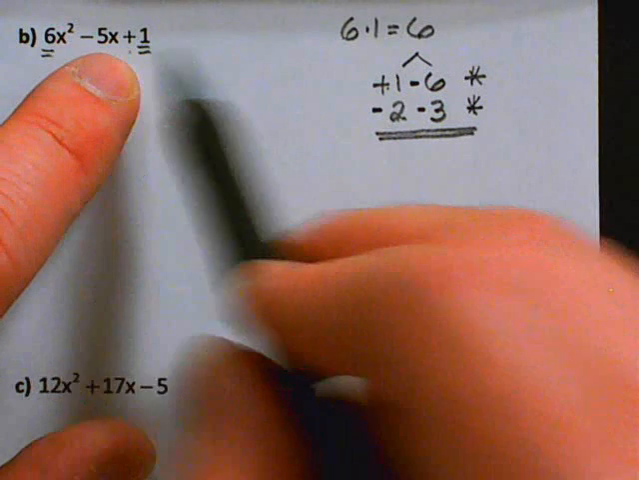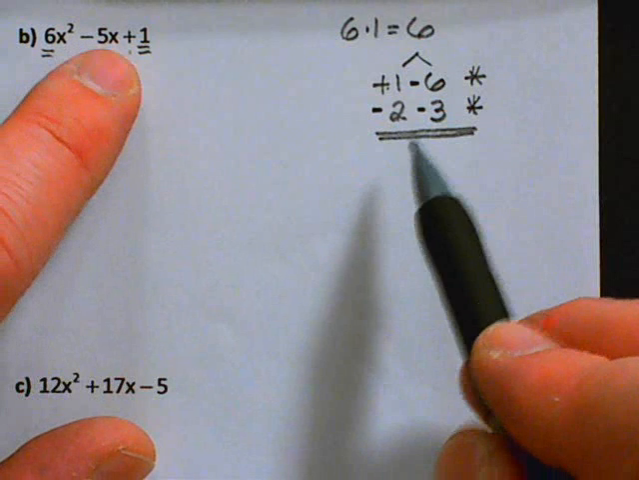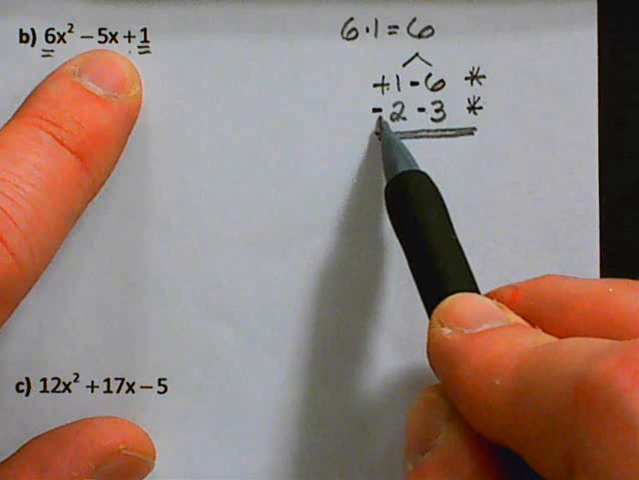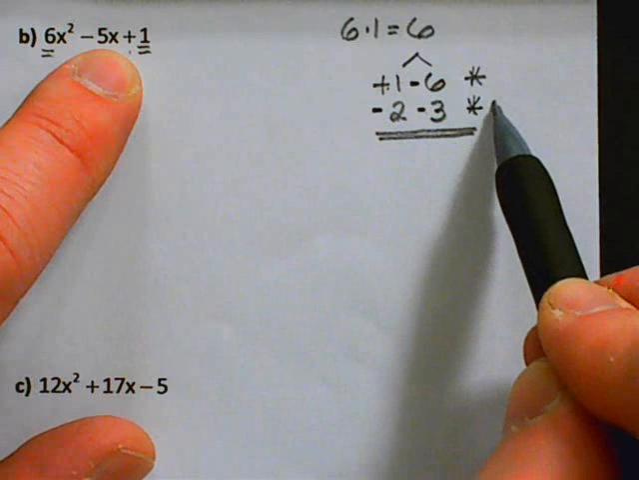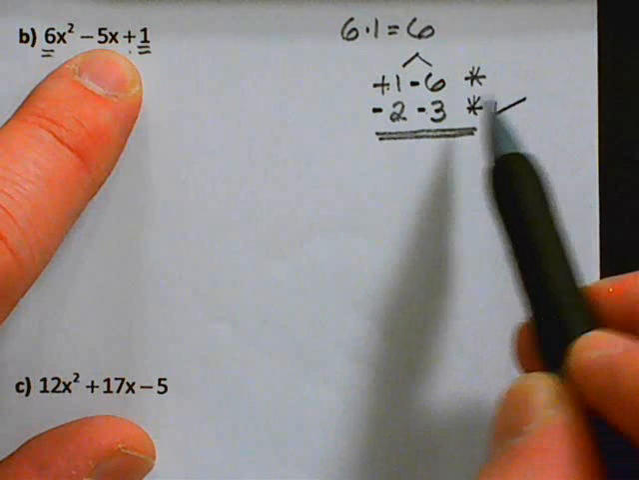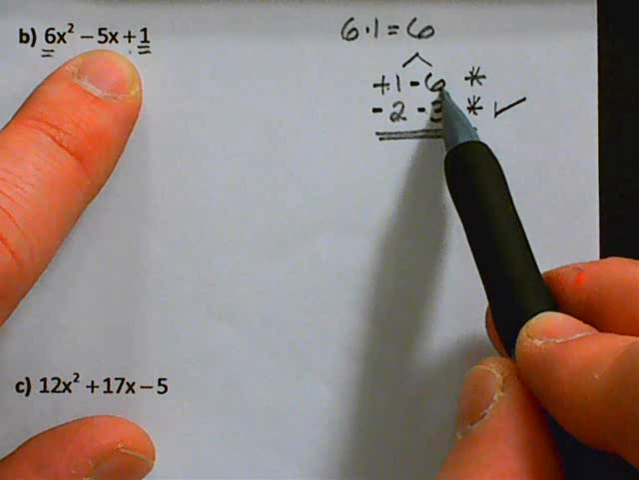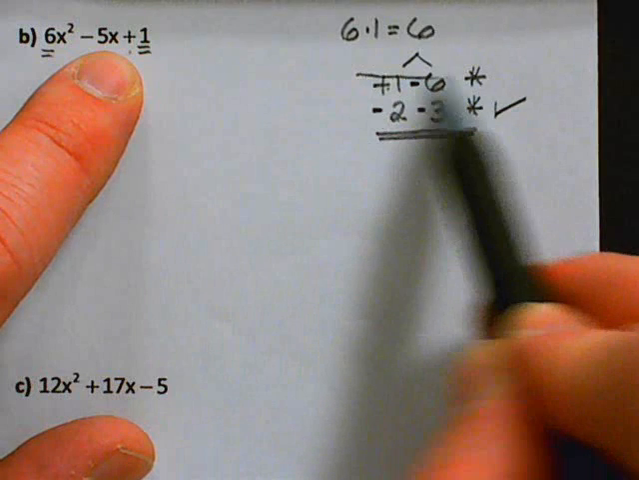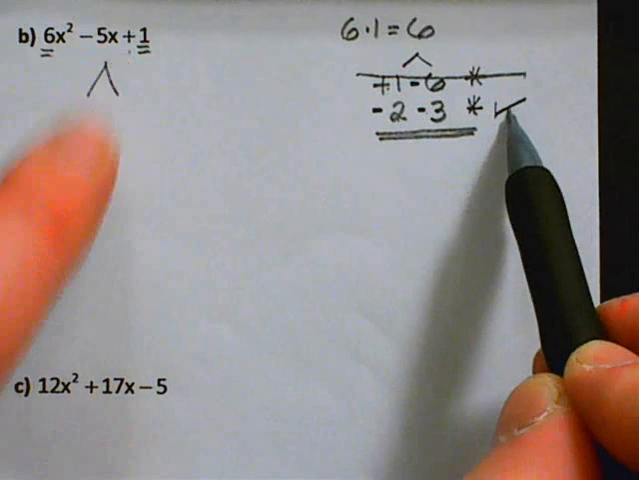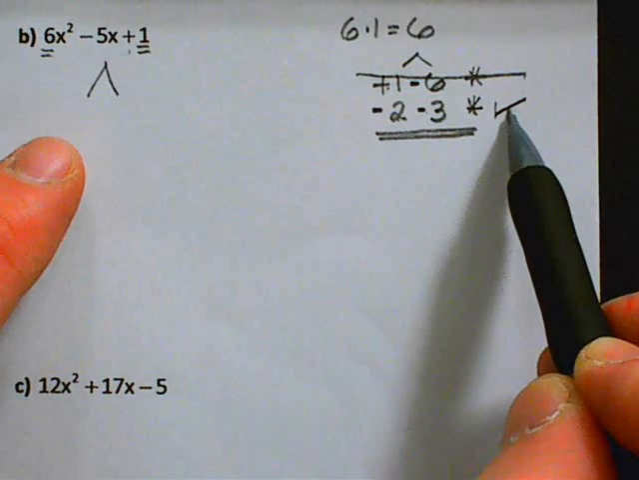Okay, the sign here is positive. A negative times a negative, does it give me a positive? And the answer is yes. How about a negative times a positive? Does it give me a positive? No. So that means this here fails. So that means the numbers that I want to use are negative 2, negative 3.